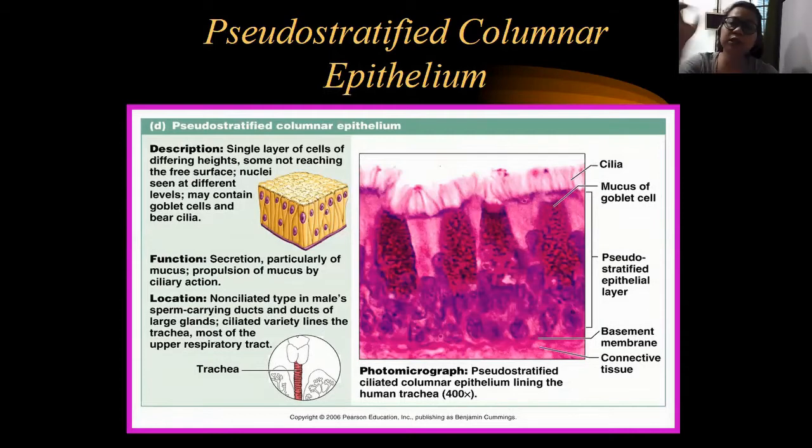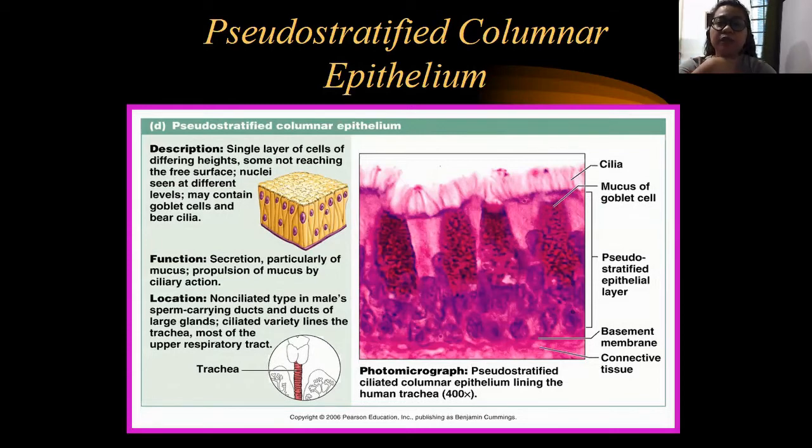So its function is the cilia, which move out the mucus, propulsion of the mucus by the cilia action. The cilia have a motion like a jellyfish, something like that. So it helps in the excretion of some microorganisms. The non-ciliated type lines male sperm-carrying ducts and ducts of the large glands, while the ciliated variety lines the trachea and most of the upper respiratory tract.